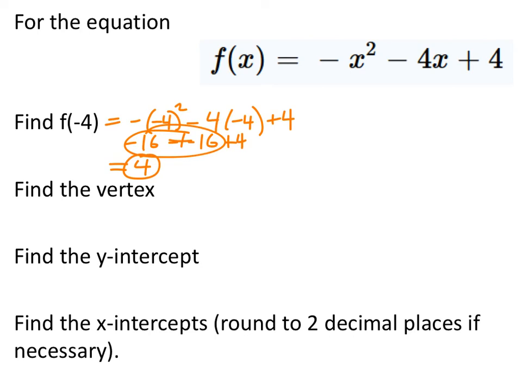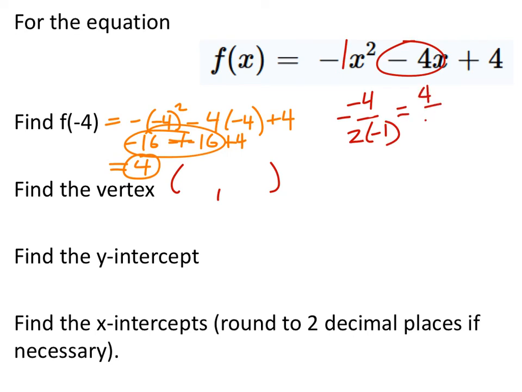All right, let's find the vertex. So my first value, my h value, will be the negative b over 2a, right? And I see my b value is this negative 4 here. And then the a value should be negative 1 right there. So negative of a negative is going to be positive, and then 2 times negative 1 is negative 2, which simplifies to negative 2. So the h value, or the x value of the vertex, is negative 2.